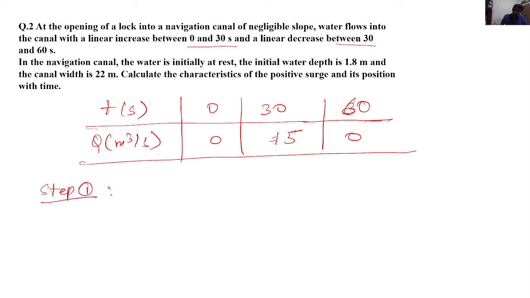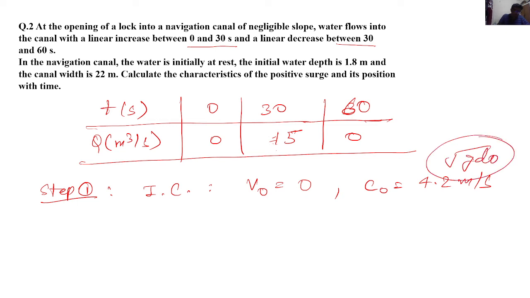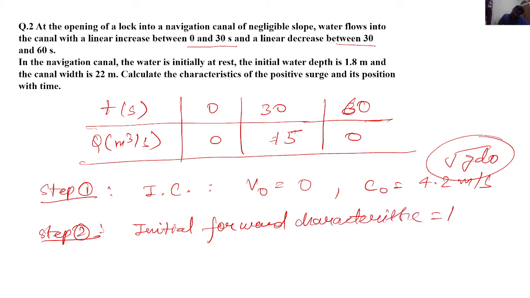Step 1 of the formulation is to find the initial conditions. The initial condition given here is that the velocity of the flow is 0, already given in the problem, and the initial celerity will come from √(g D0), which will be 4.2 meter per second. Then step 2 is the initial forward characteristic. For that we need to know the timing, that is x divided by the celerity, 4.2 meter per second, where x equals 0 at the water lock and x is positive in the downstream direction. We are already choosing a sign convention towards the navigation canal.